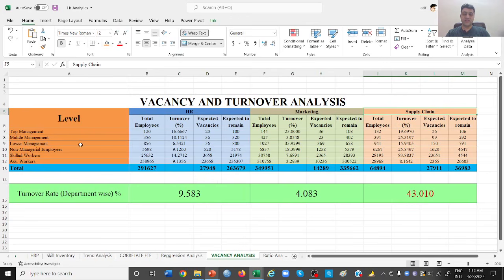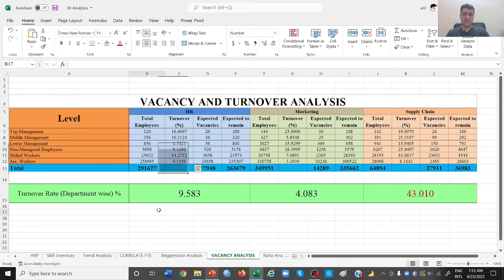Total number of employees at different levels in this department are ranging from 120 to 965 at different levels. Turnover rate, which is expected in the coming year or the next year, is given here. Expected vacancies based on this turnover rate will be these, and expected number of people who are going to remain with you are these. Same in the marketing department, same in the supply chain department.